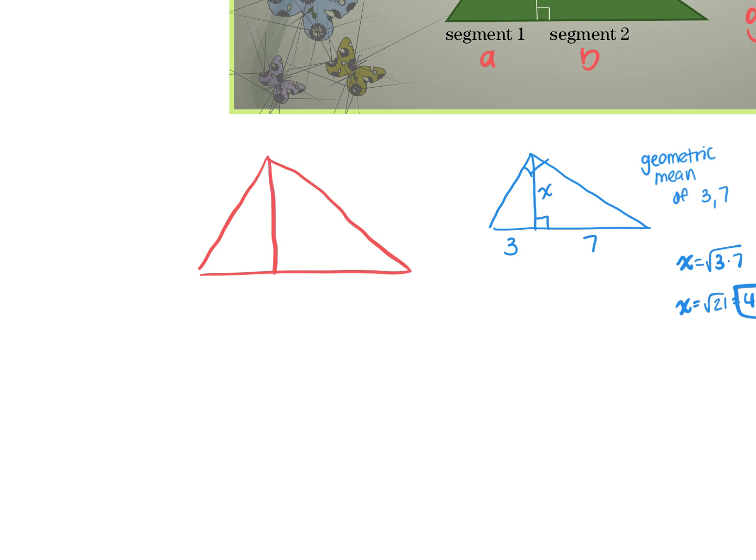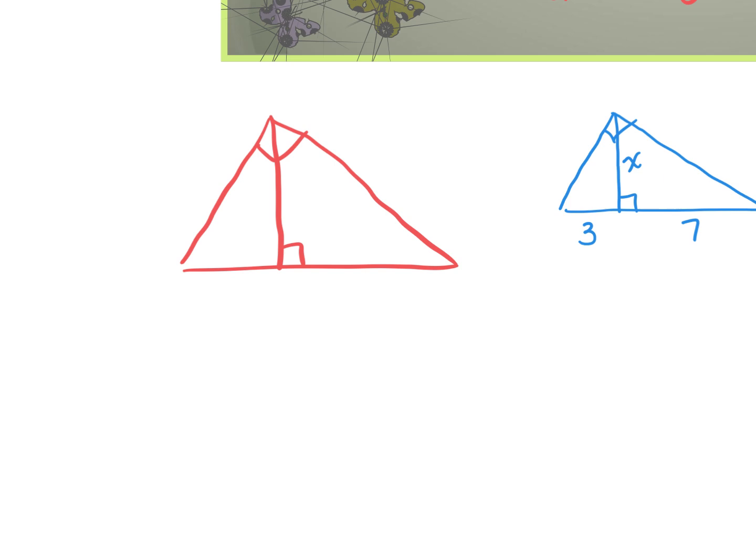With the altitude, the 90 over here. Let's say we didn't know this. We knew that this was, let's make it 8, and this was, I don't know, 6. So remember, 6 is now the geometric mean of x and 8. Nick, do you think you know how to set it up?